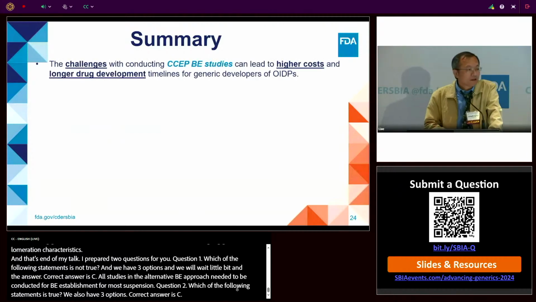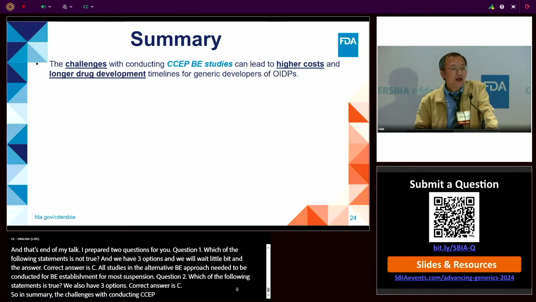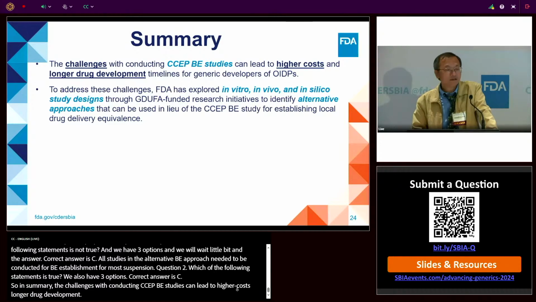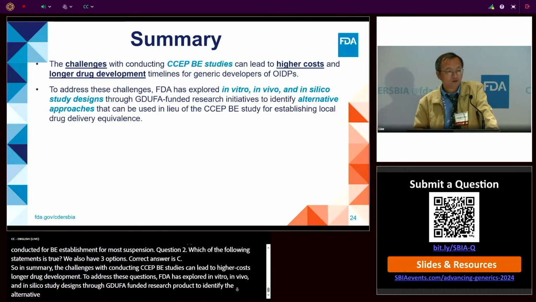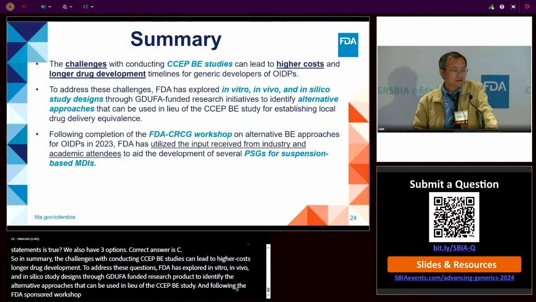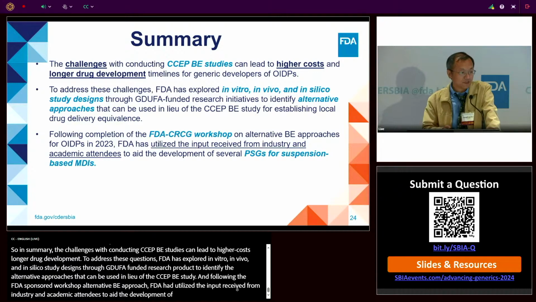So in summary, the challenges with conducting clinical BE studies could lead to high cost and longer drug development. To address these challenges, FDA has explored the in vitro, in vivo, and in silico study designs through the GDUFA-funded research projects to identify the alternative approaches that can be used to replace the clinical BE study. And following the FDA-sponsored workshop on alternative BE approaches, FDA has utilized the input received from industry and academic attendees to aid the development of several PSGs for suspension-based MDIs.